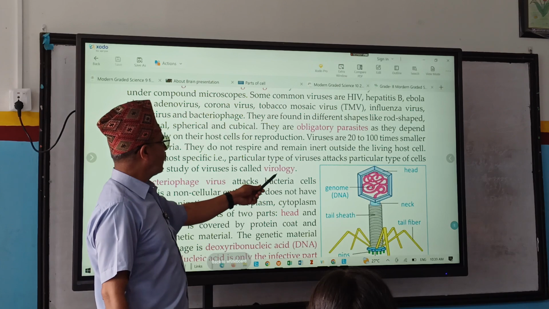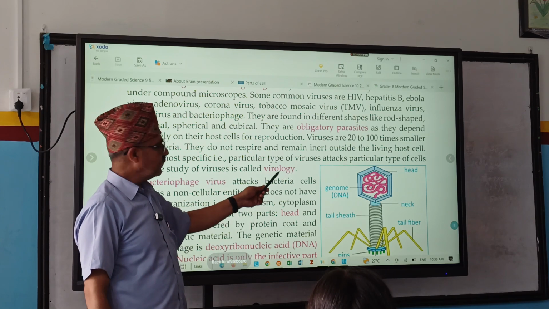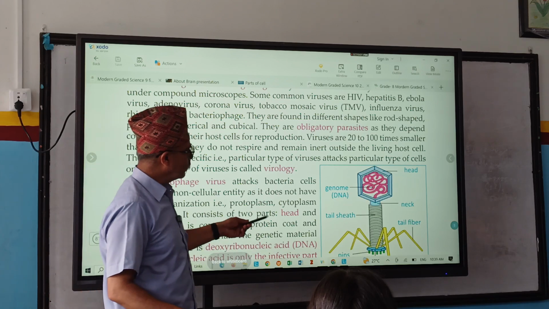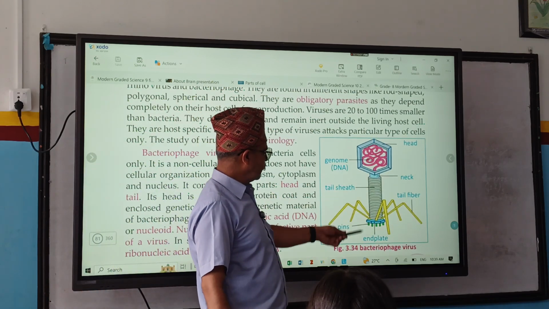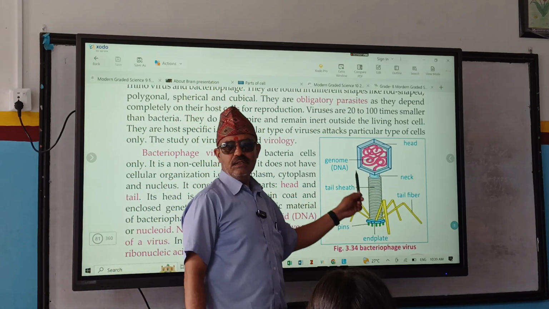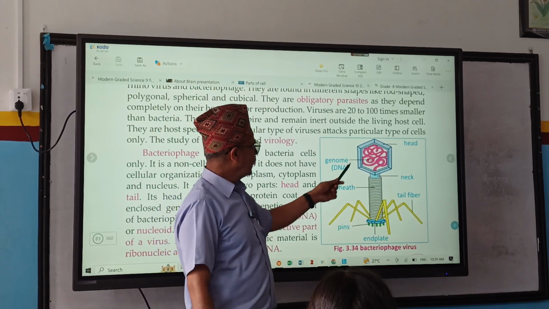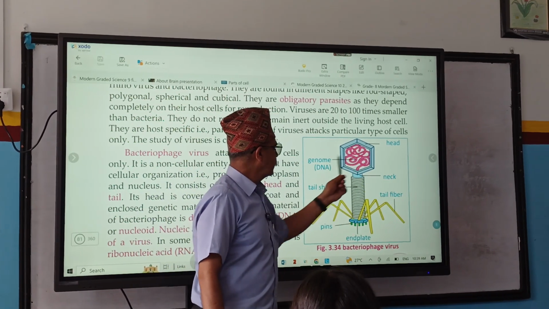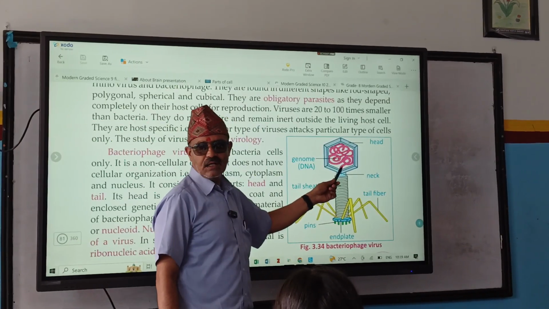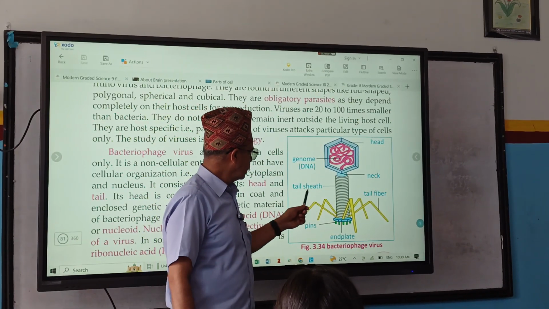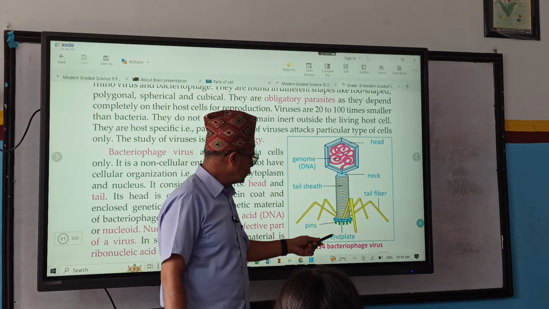Here is given virology. What is virology? Study of virus is called virology. And here is the diagram of bacteriophage. In examination, a question can be asked: draw the diagram of bacteriophage and label different parts. Head, DNA. So they don't have well developed nucleus. They are prokaryotic. And neck, tail sheath, tail fiber, pins.